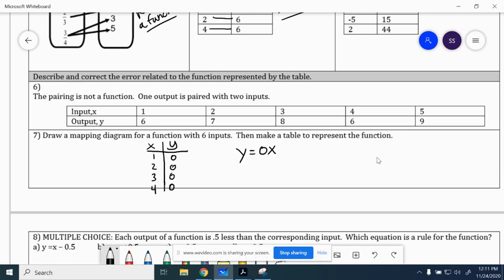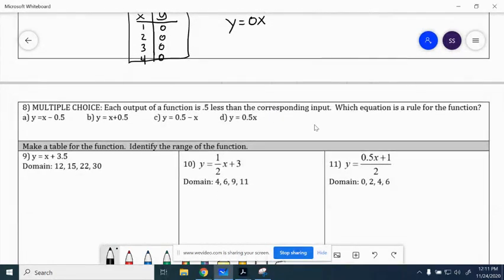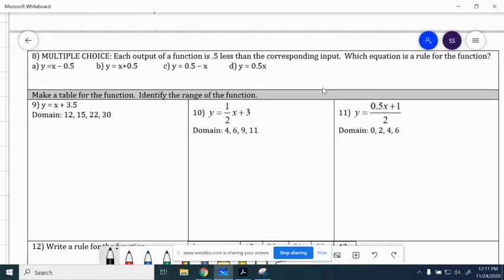If I plug in 1 for x, 1 times 0 is 0, making y 0. 2 times 0 is 0. Okay, so there we go. I'll let you guys do number 8.